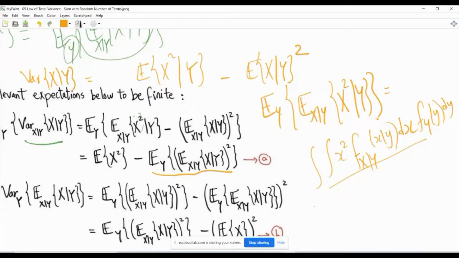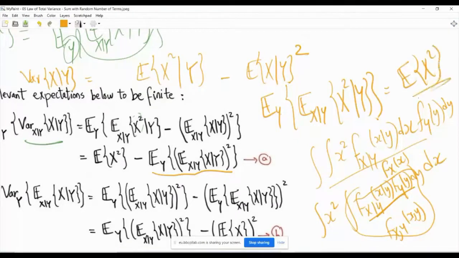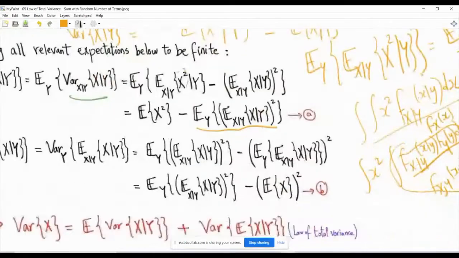So we can interchange the order, and you do the integration with respect to x at the end. You start with the stuff with y, and these two together give you the joint. When you integrate the joint with respect to y, what do you get? You get f of x, the marginal of x, and when you multiply the marginal of x by x squared and integrate, that's expectation of x squared. So the first term here will be expectation of x squared.